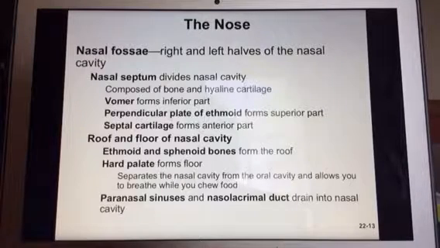We know that our nose has left and right halves, and that's technically called the nasal fossae. The nasal septum is what divides the nasal cavity, and it has a bone. The vomer forms the inferior part, and the septal cartilage forms the anterior part of that division. And then the roof and floor of our nasal cavity are outlined by bones of the skull, and the hard palate forms the floor. And then our paranasal sinuses and the nasolacrimal duct both drain into the nasal cavity.